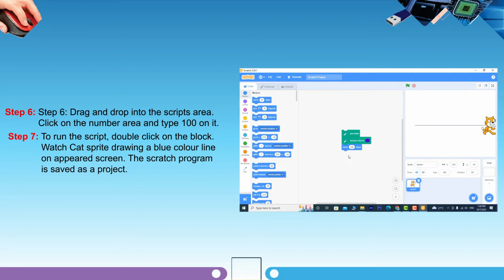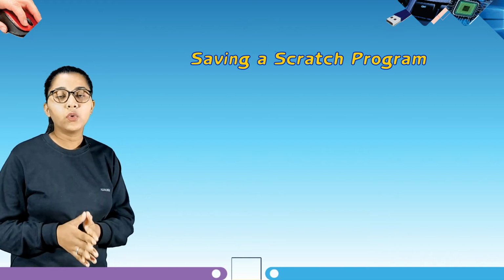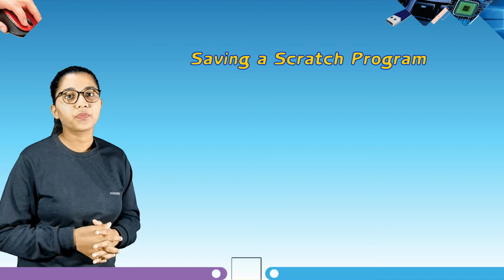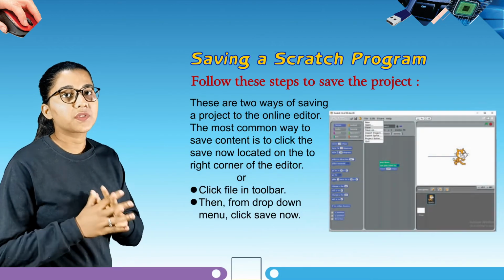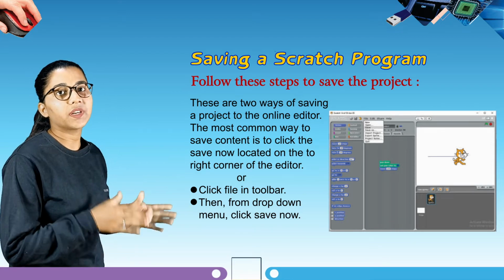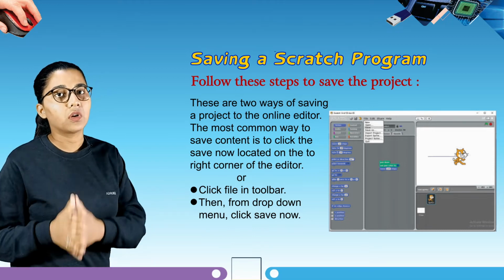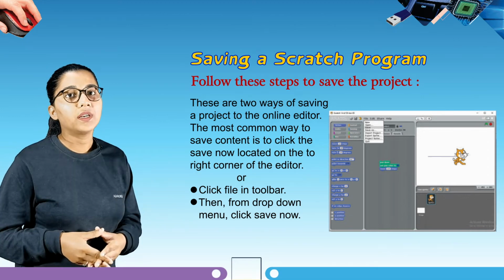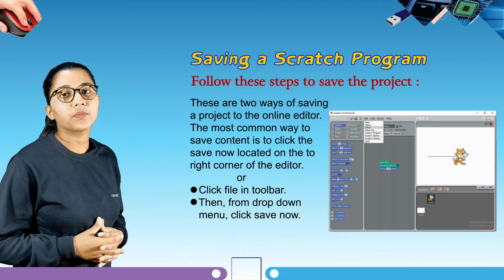The Scratch program is saved as a project. Now our next topic is saving a Scratch program. After doing all your drawings and editing, how will you save a Scratch program? Follow these steps to save the project. There are two ways of saving a project to the online editor. The most common way to save content is to click the Save Now located on the top right corner of the editor, or click File in the toolbar, then from the drop down menu click Save Now.